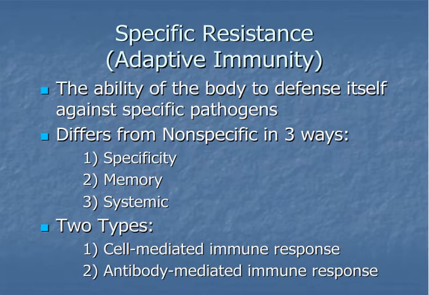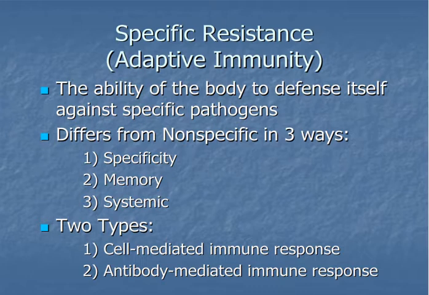Okay, so now that we've talked about all the different types of non-specific defenses, we're now going to focus on specific resistance, that is adaptive immunity. Adaptive immunity is the ability of the body to defend itself against specific pathogens. So in this case, we're not just defending ourselves against bacteria, but we're focusing on certain strains of bacteria. For example, a certain strain of the E. coli bacteria.